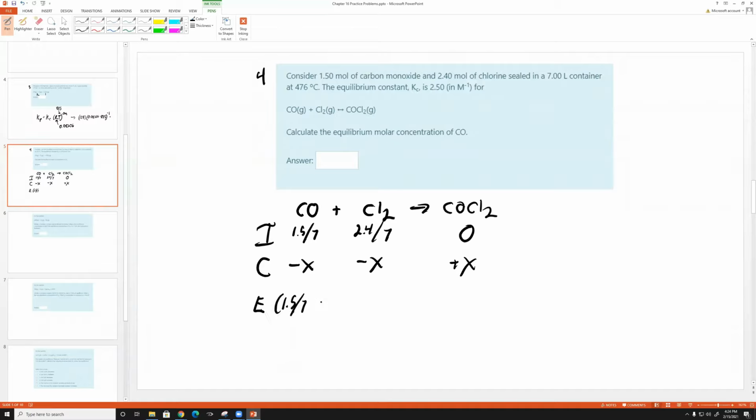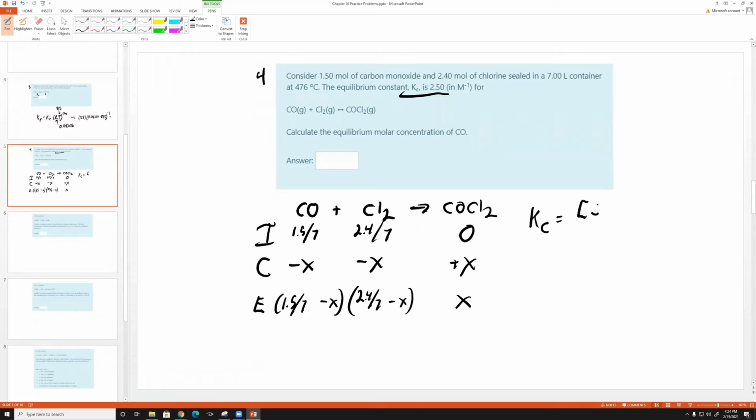1.5 divided by 7 minus x, and then 2.4 divided by 7 minus x, and then just x. All right, so then we are asked to calculate the equilibrium molar concentration for CO, and we're given Kc. In order to do this, we want to calculate the value for x. So we can write the expression for Kc, and let's just write the general expression over here.